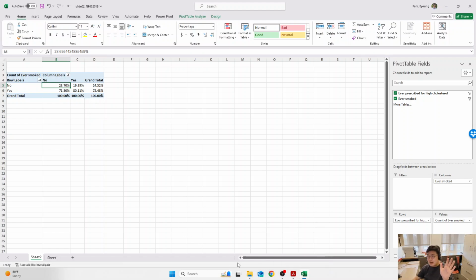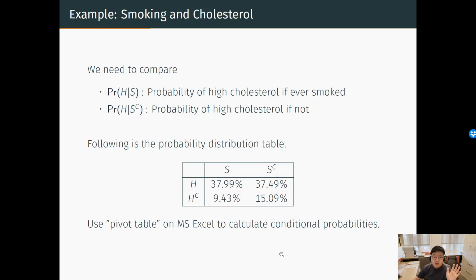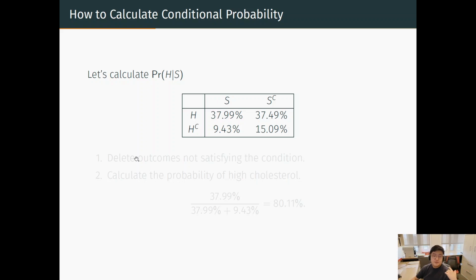So this is how you utilize pivot table function on Excel to calculate conditional probability easily. Again, this is unconditional probability, joint probability distribution. But to answer our research question, what we need is not joint probability or unconditional probability, but conditional probabilities. So that's how we do. I just showed how you can do that on Excel. But if you wanted to calculate that from the joint probabilities, the idea is the same actually. You can do the same thing.